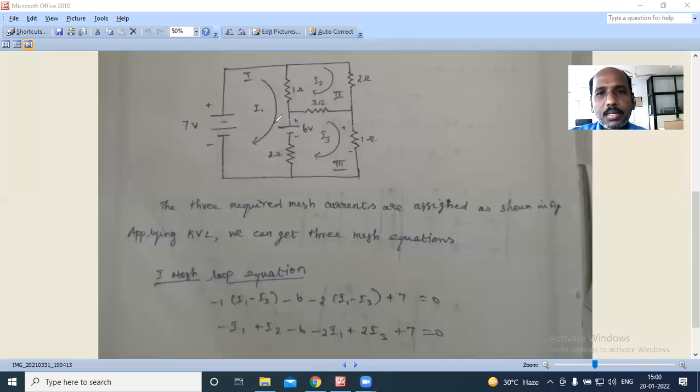Here, as per the assumption, current will flow in this direction, then here, then here, then closed like this. That is what I said: current flows in the clockwise direction. Now, as per the assumption, inside the battery there is no current.